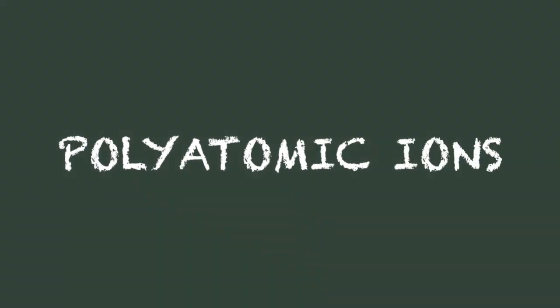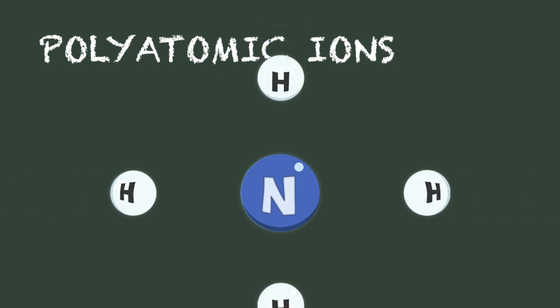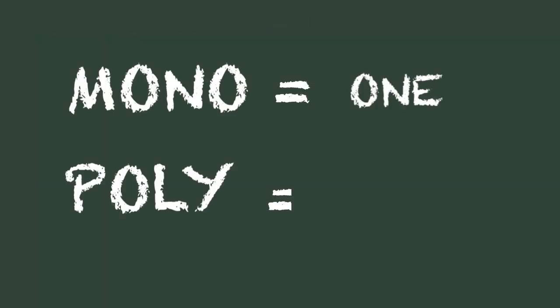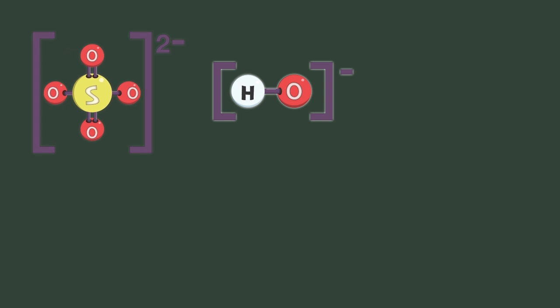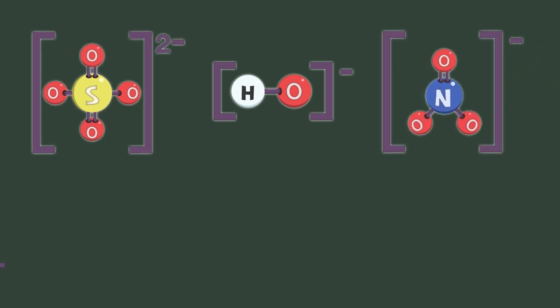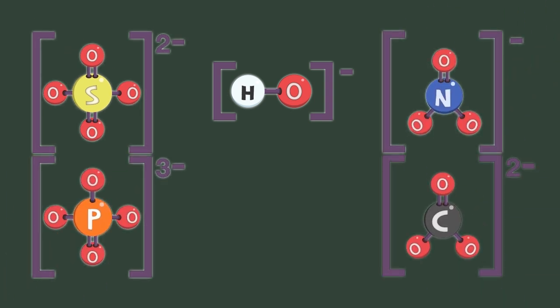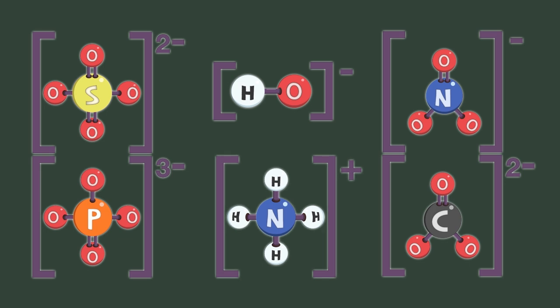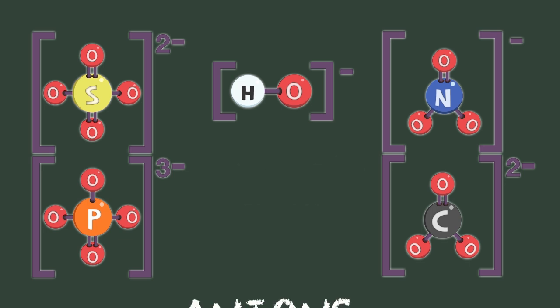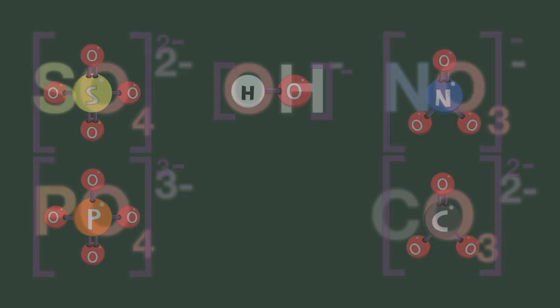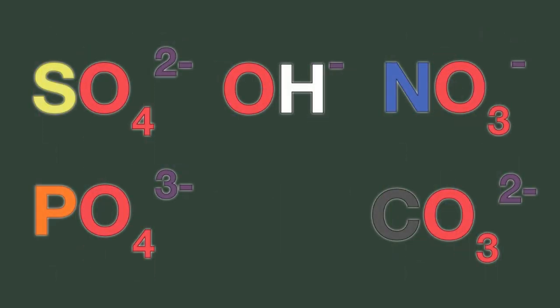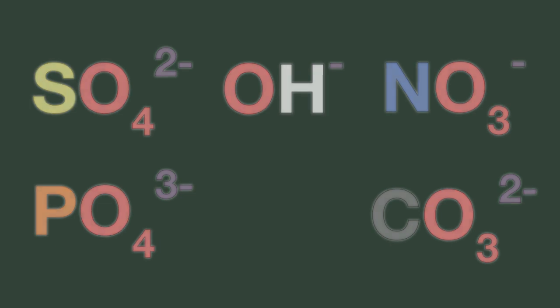These polyatomic ions are ions made of more than one atom. Remember that mono means one and poly means many. Some common polyatomic ions include hydroxide, sulfate, nitrate, phosphate, carbonate, and ammonium. Note that with the exception of the ammonium ion, all of the listed polyatomic ions are anions. You will have to remember the formula and the charges of these polyatomic ions.